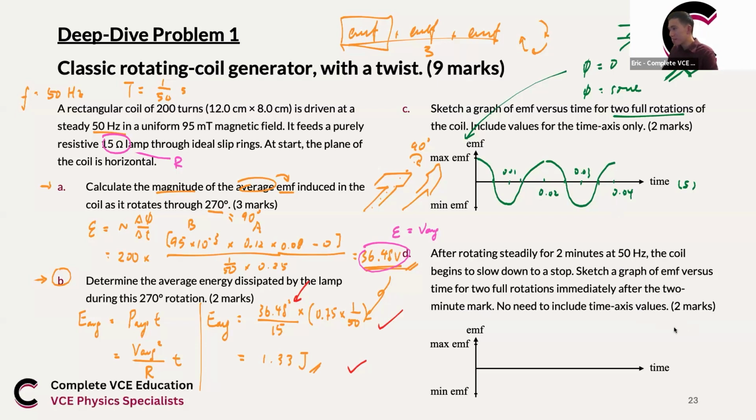For part D, it's a very weird shape of graph. It took me a bit of time to draw that graph because there are 2 things happening. Even though it says rotate steadily and begin to slow down to a stop, it implies 2 things. Something you may catch is that slowing down, Eric, means you are increasing the period of rotation. So it takes longer and longer for the coil to rotate.